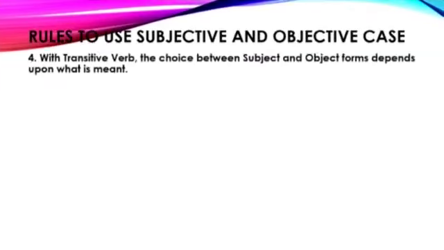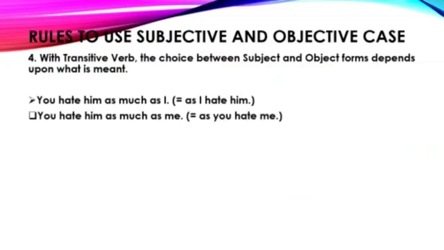Now next is, with a transitive verb, the choice between subject and object forms depends upon what is meant. Like an example is, you hate him as much as I. You hate him as much as me. So in both the sentences I have used a different case of pronoun. So the sense is totally different.